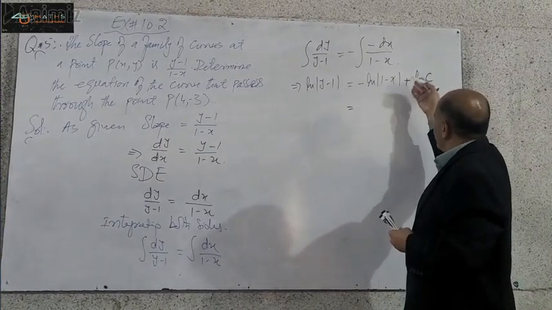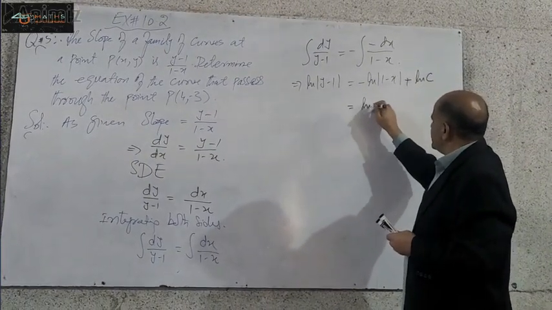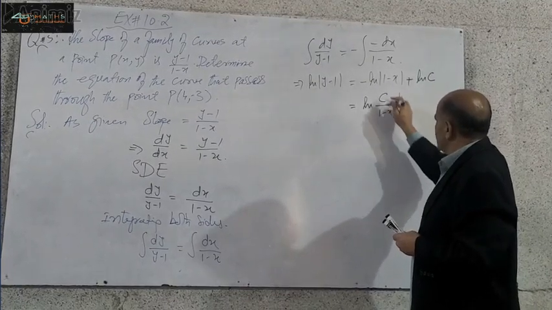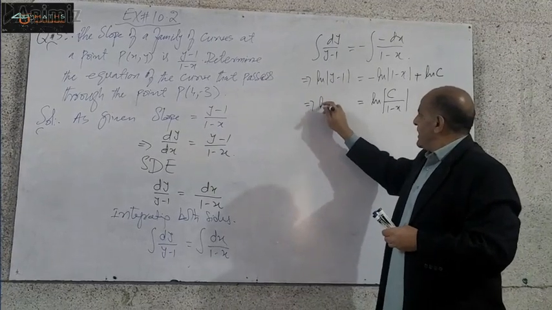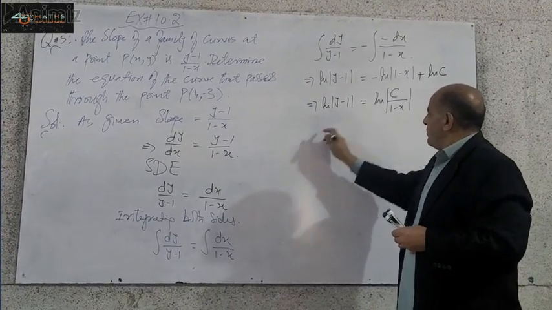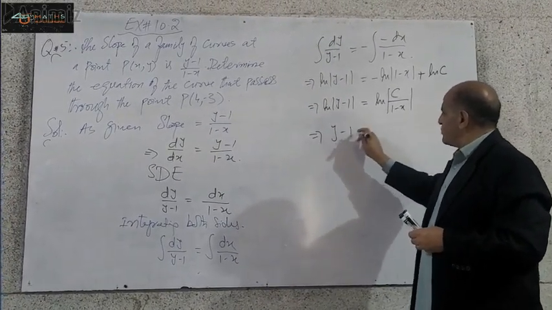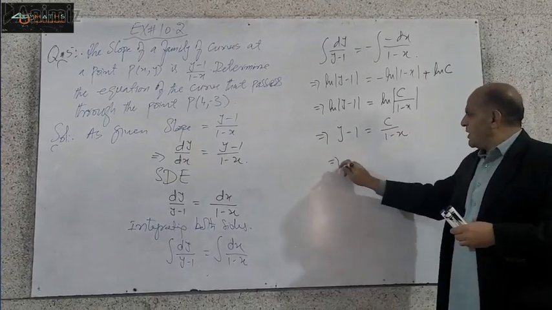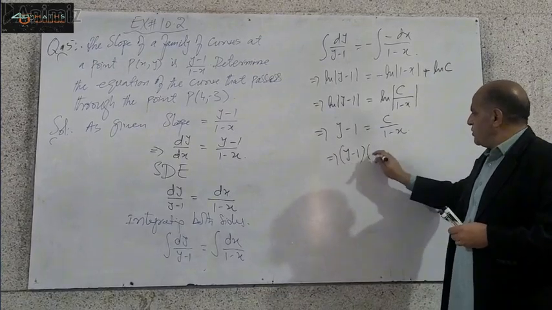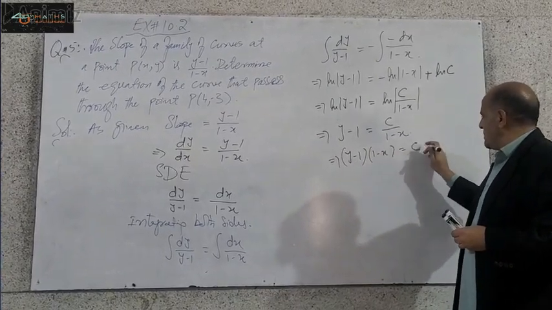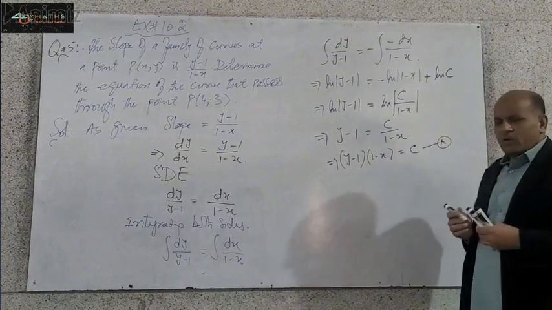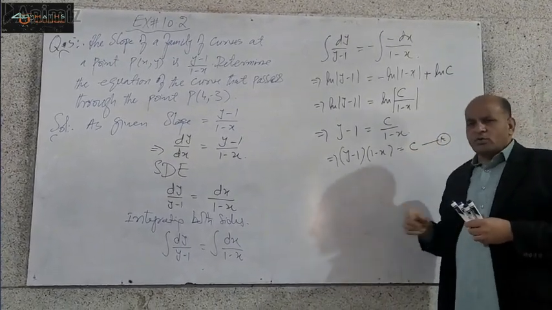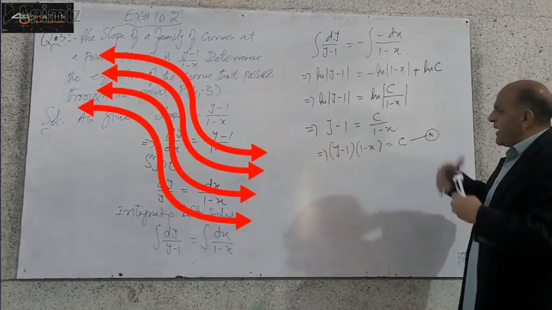Now using the properties of logarithm, this can be written as ln of c divided by (1 minus x). Now taking the antilog of both sides, we have y minus 1 is equal to c upon (1 minus x), and this is what (y minus 1) into (1 minus x) is equal to c. Say this is our required solution. You see that there is a constant of integration. So this is the general solution of many curves.